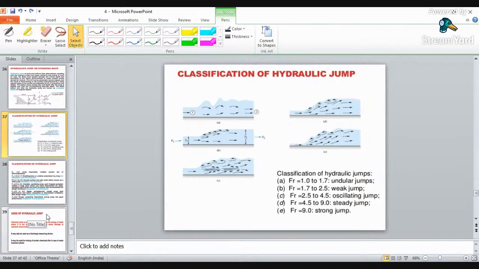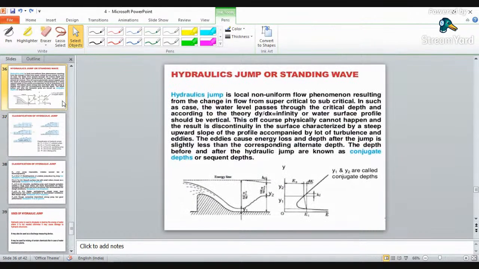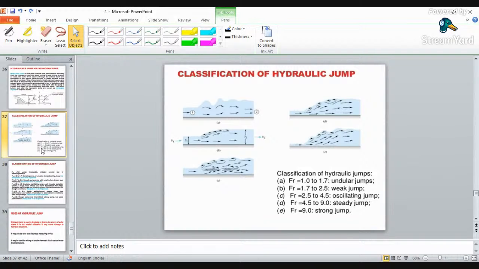Now see, when a jump forms, there are many types of jump. Okay, you can see over here the jump is classified on the basis of Froude's number only. If you have a Froude value between 1 and 1.7, it will be an undular jump. If it is between 1.7 and 2.5, it will be a weak jump, and so on, up to where, if your Froude's number is greater than 9, then it will be a strong jump. Okay, so you can find your Froude's number as v by square root of g t, and once you have the Froude's number value, you can classify your jump.